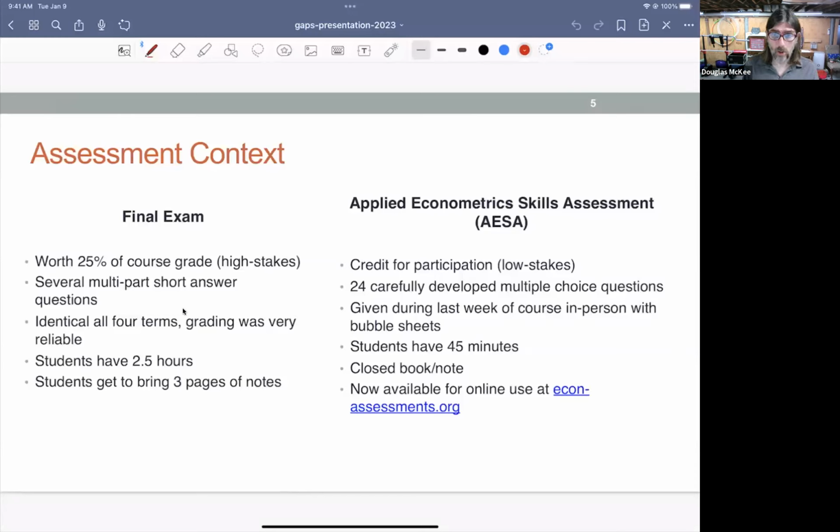During the last week of classes, we also give a test called the Applied Econometric Skills Assessment.